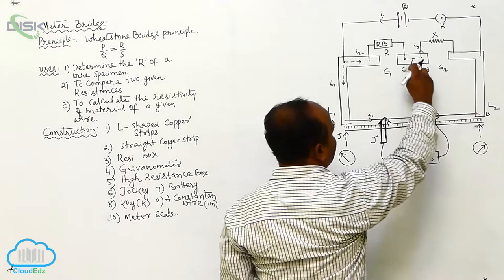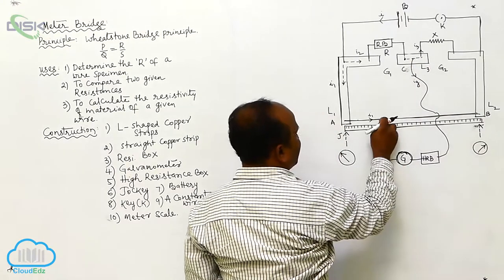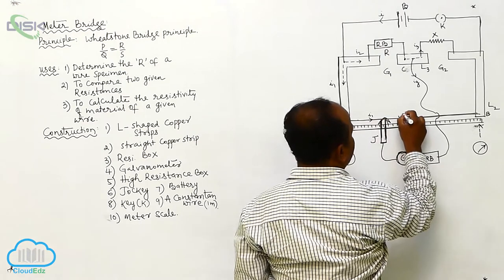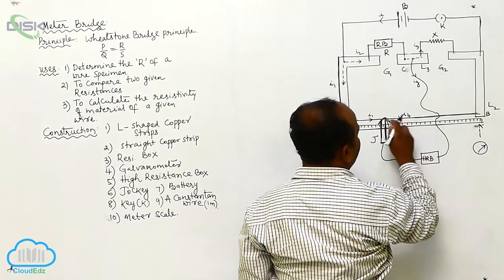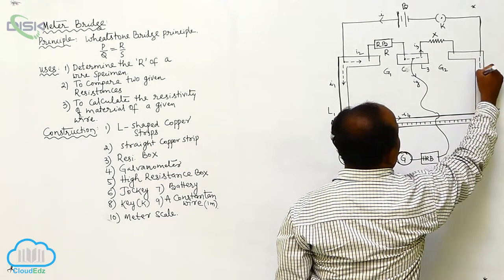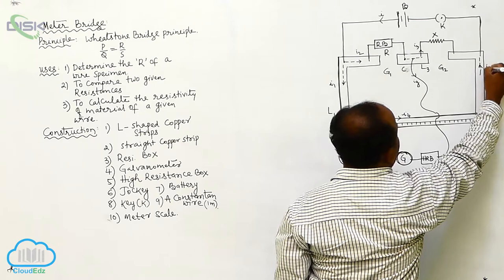What is the current coming? IG current is passing through the galvanometer. Here I1 is there. Now what is the current? Let us consider I4. This I4 current is passing like this.